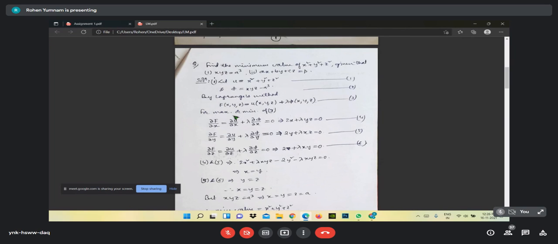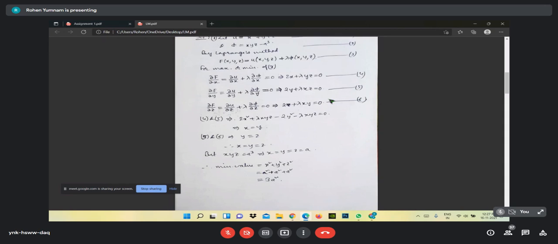Then for maxima and minima, you partially differentiate this with respect to x, del F by del x. It is this. Then if you differentiate u with respect to x, what will it be? U is this, with respect to x it will be 2x. And what about phi with respect to x? It will be yz, multiplied by lambda. This is one of the equations. And similarly, if you partially differentiate with respect to y, we get this. Partial differentiation with respect to z, we get this.